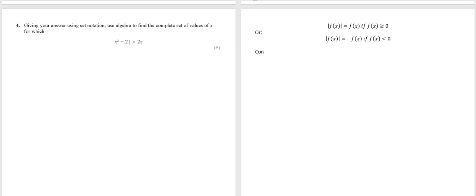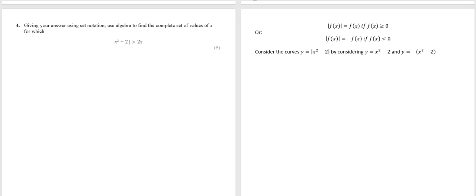We need to consider the curves y equals mod x squared minus 2, by considering y equals x squared minus 2 and y equals minus x squared minus 2. In other words, minus x squared plus 2.